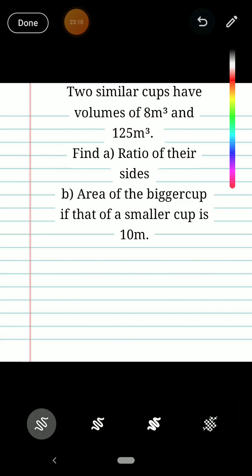So what do we do? They have said we have two cups here. There is one which has a volume of 8 meter cubed and one with a volume of 1.5 meter cubed. So the one with the volume of 1.5 meter cubed is bigger than the one with the volume of 8 meter cubed. With that kind of understanding, we can say ratio of the sides, we can say big to small. You can even write small to big, it doesn't matter.